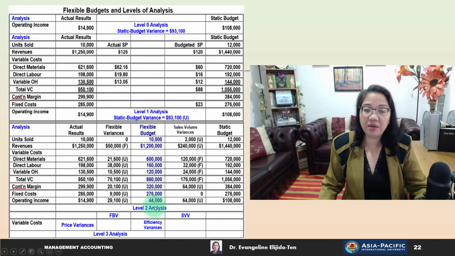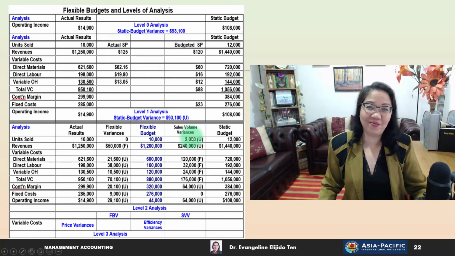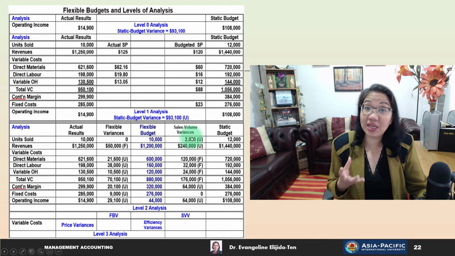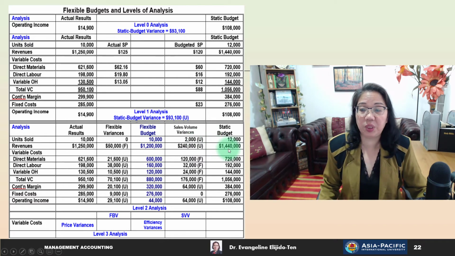Now when you compare the flexible budget column and the static budget column, you will get the sales volume variances. Here, the first is in units. So remember, we were expecting to sell 12,000 units, but we only sold 10,000 units. So we got 2,000 units unfavorable volume. So in terms of the difference between the static budget and the flexible budget, for revenues, we have a difference of 240,000 that is unfavorable because we sold less than what we were budgeting.